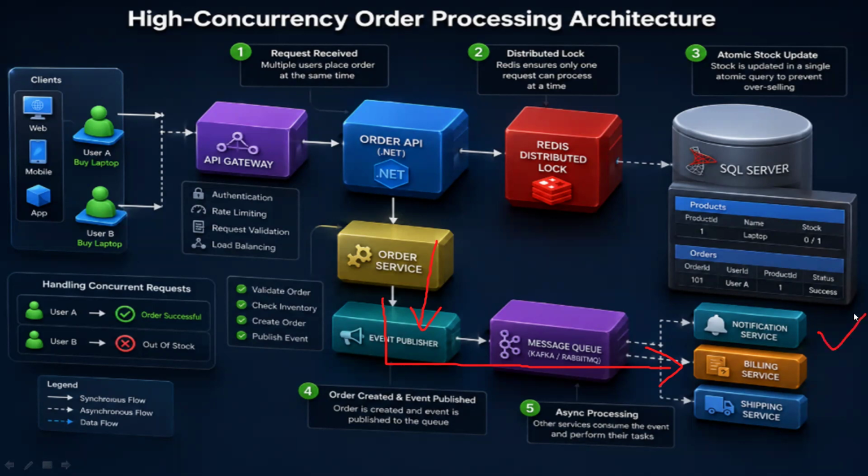Okay. So notification service, billing service, shipping service, immediately it will go. Shipping means you don't worry. Shipping means again third party shippers are there, right? So once you have placed the order, Amazon or a third party system will deliver to you. Third party will deliver. Again, in the third party, multiple delivery partners are there.